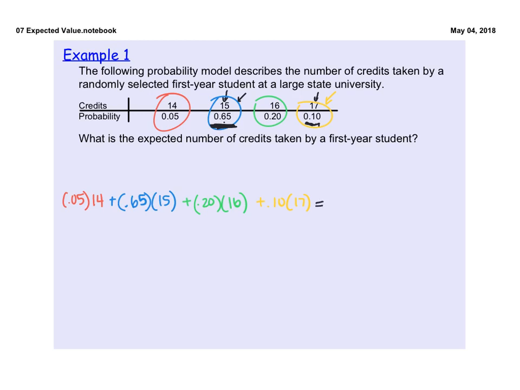So we end up with an answer after I put this in my calculator, 15.35 credits. Now we know kids can't actually take 15.35 credits, but if a college is trying to look at what to expect their first-year students to do, on average, about 15.35 credits for each first-year student is what they can kind of count on.